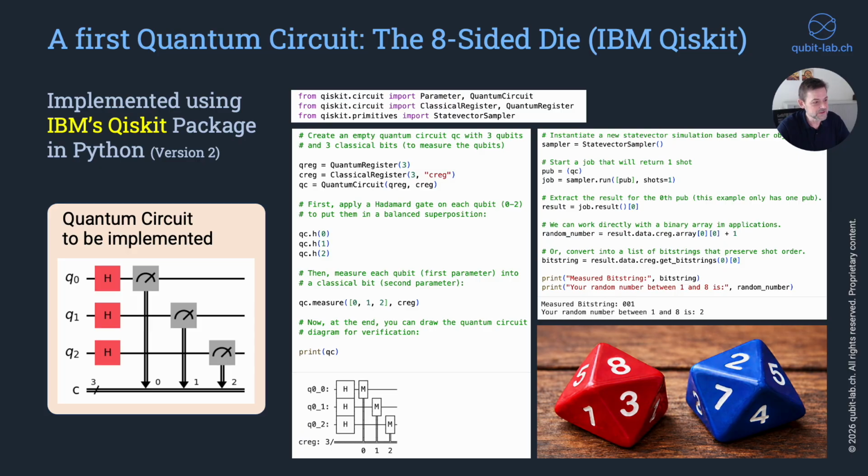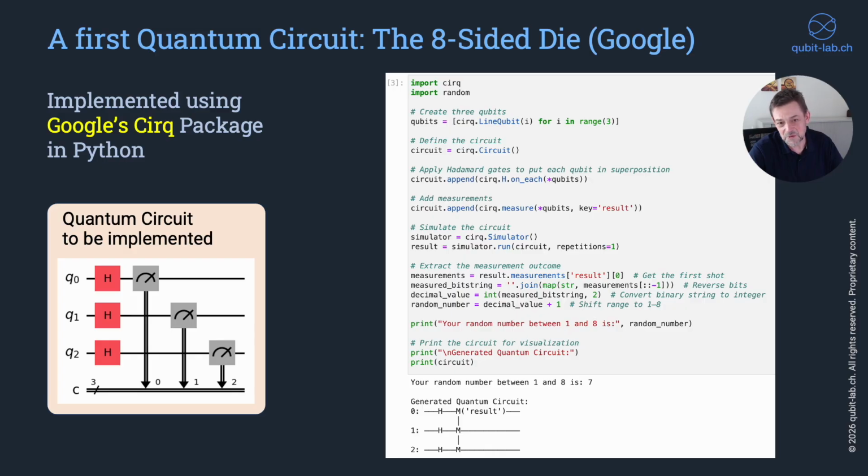We can do the same. This was using the IBM Qiskit package. We can do the same using the Google Cirq package. Same circuit. The code is shown here. The syntax and the object model look different, but conceptually it's identical. Define qubits, classical readout, apply the Hadamard gates, measure, then execute on a simulator or hardware backend. So it's absolutely the same. You get a different result, which might be normal, but that's it.